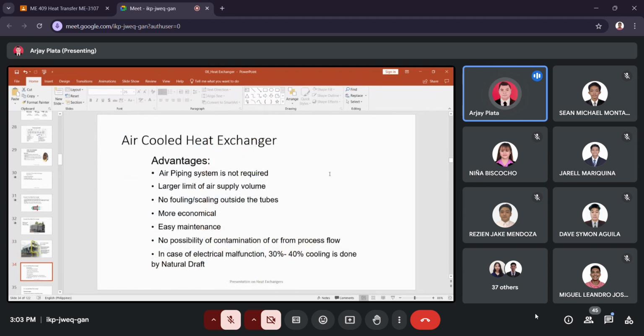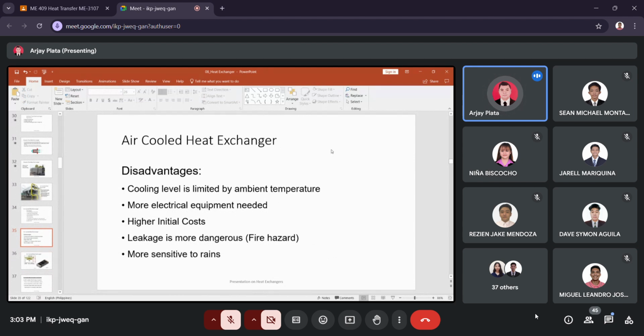Water piping system is not required, larger limit of air supply volume, no fouling or scaling outside the tubes. Yes, because there's no corrosion. More economical, easy maintenance, no possibility of contamination of or from process flow. And in case of electrical malfunction, 30 to 40% cooling is done by natural draft.